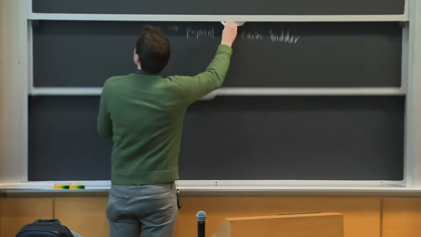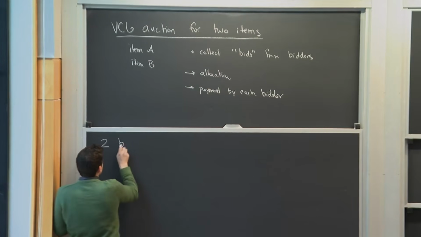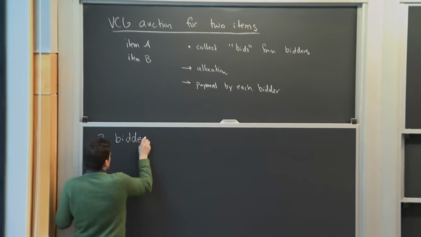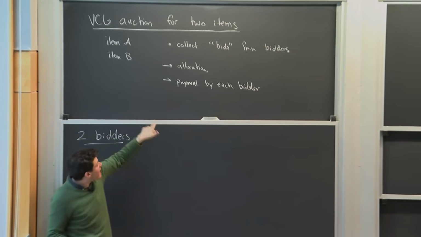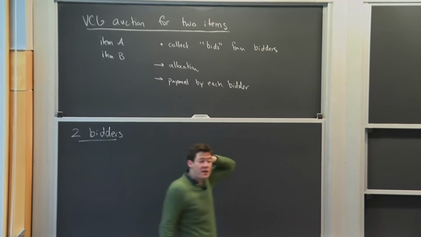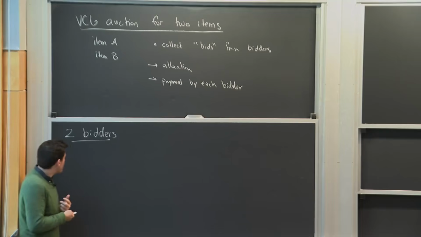So let's put a little more structure on this. Let's imagine that we have two bidders. It's a little complicated to specify the whole auction because we have to specify the allocation and payment for any vector of bids that's submitted. So let's just go through one example, looking at some vector of bids that could be submitted.